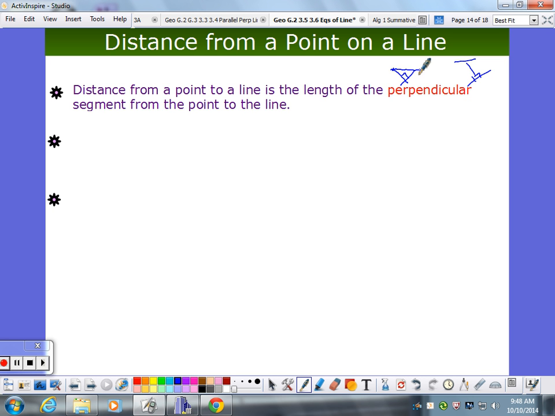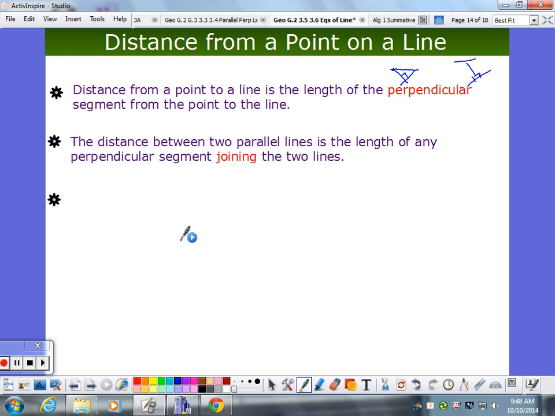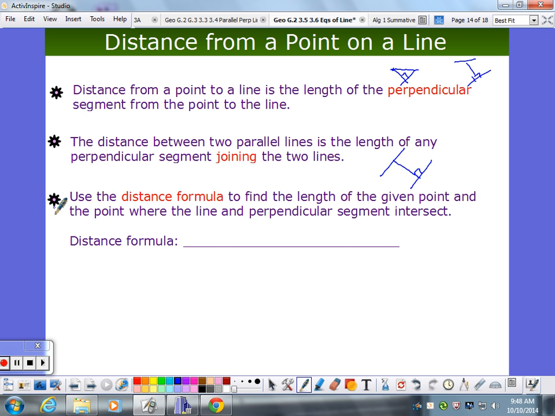You don't draw a line like this and say that's the distance. You want that perpendicular line to be your distance measure. So the distance between two parallel lines is the length of any perpendicular segment joining the two lines. So any other segment is not the distance between two parallel lines. So let's remind ourselves of the distance formula. Who remembers it?